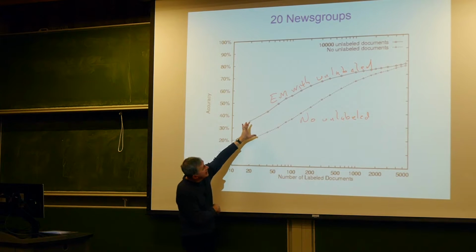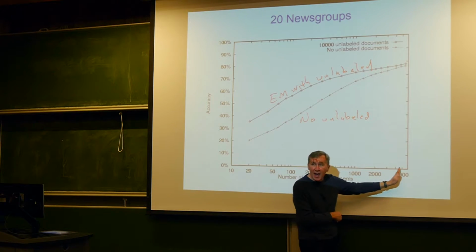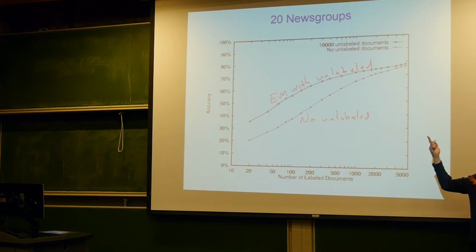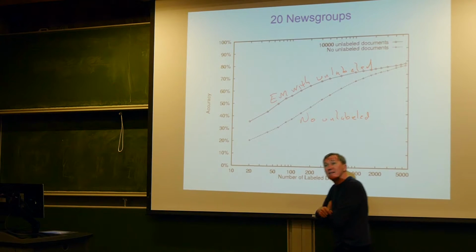The other trend you see here is that the more labeled data we have, the less the unlabeled data improves the situation. Which kind of makes sense, right? If this curve continued all the way to downtown Pittsburgh, asymptotically as the amount of labeled data grows to infinity, we wouldn't expect the unlabeled data to be useful at all. Okay, so that's what we see in practice.